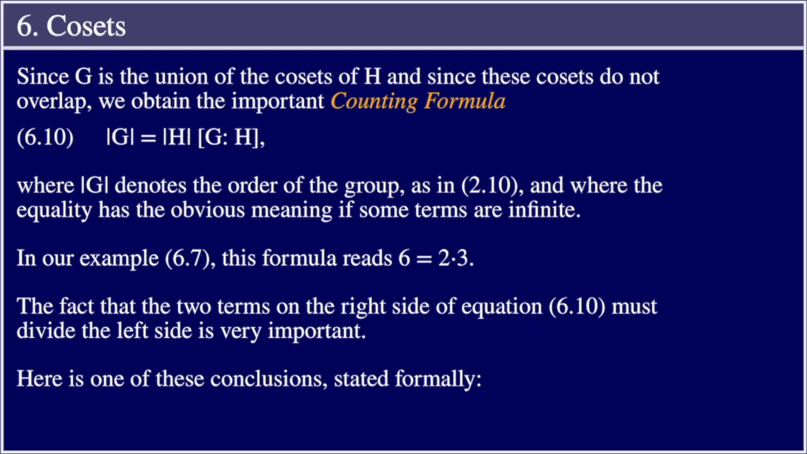Since G is the union of the cosets of H, and since these cosets do not overlap, we obtain the important counting formula, 6.10: the order of G is equal to the order of H times the index [G:H], where the order of G denotes the order of the group, as in 2.10, and where the equality has the obvious meaning if some of the terms are infinite. In our example 6.7, this formula reads 6 is equal to 2 times 3. The fact that the two terms on the right side of equation 6.10 must divide the left side is very important. Here is one of the conclusions stated formally.